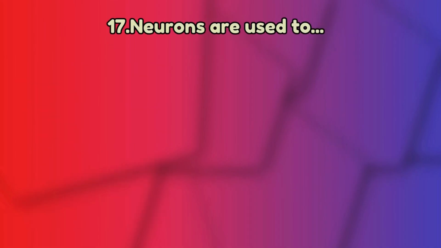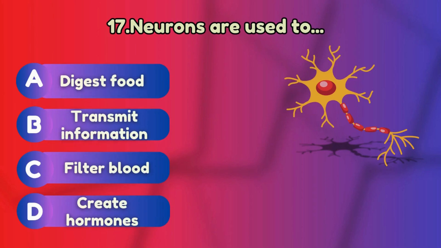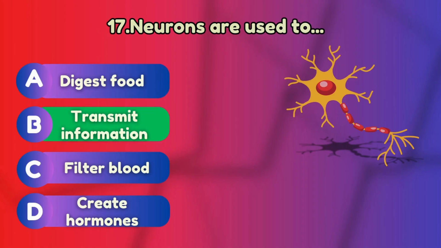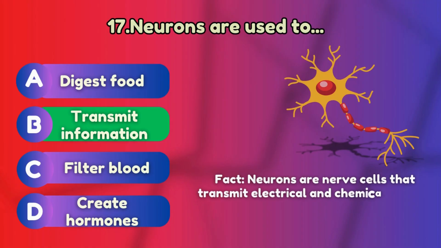17. Neurons are used to A, digest food, B, transmit information, C, filter blood, D, create hormones. Right answer, transmit information. Fact, neurons are nerve cells that transmit electrical and chemical signals.